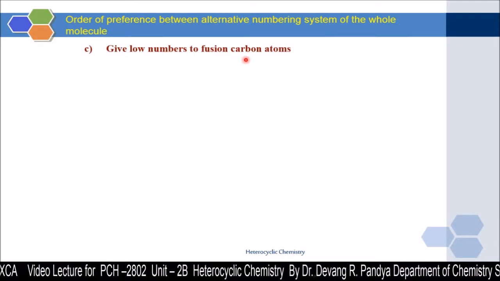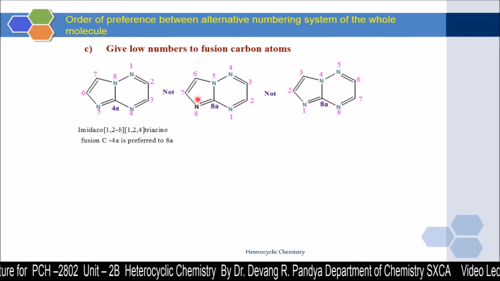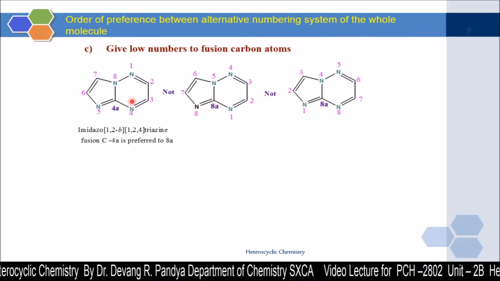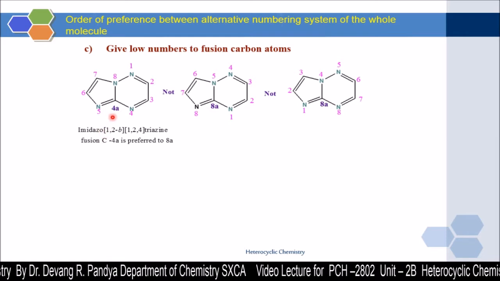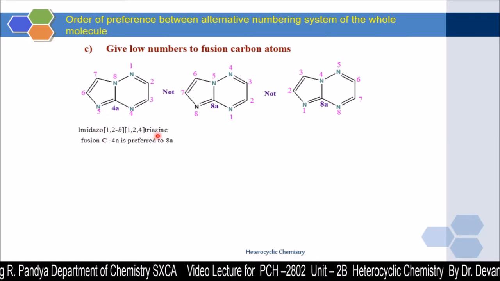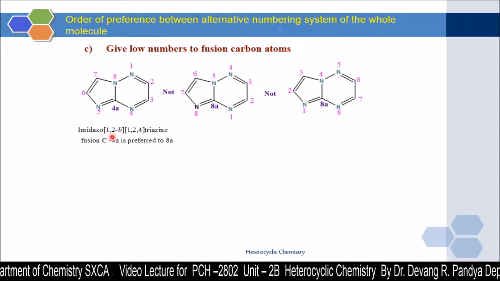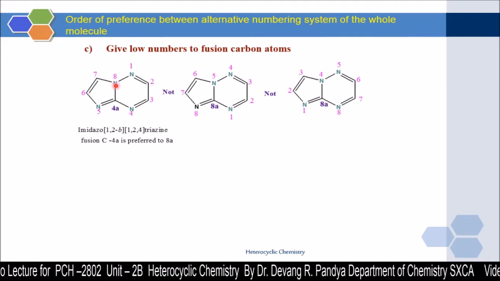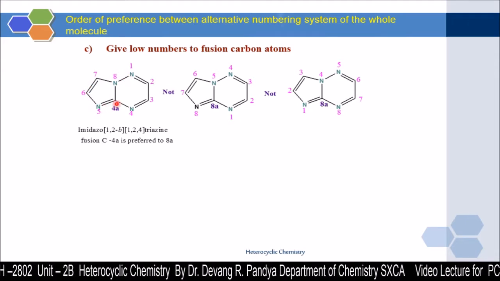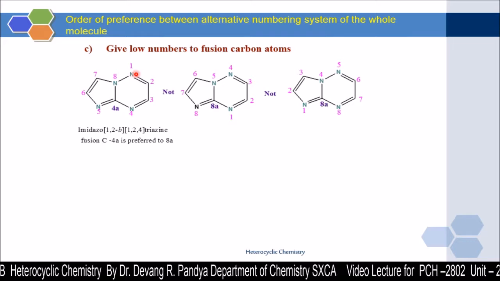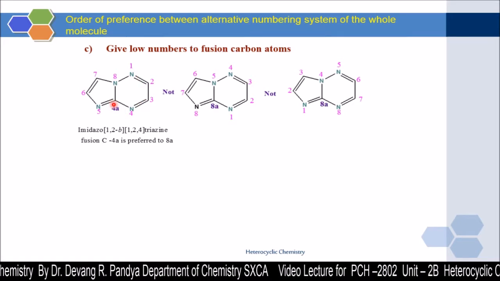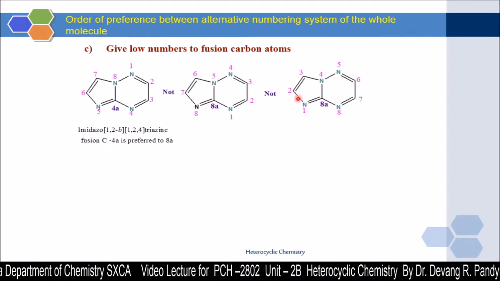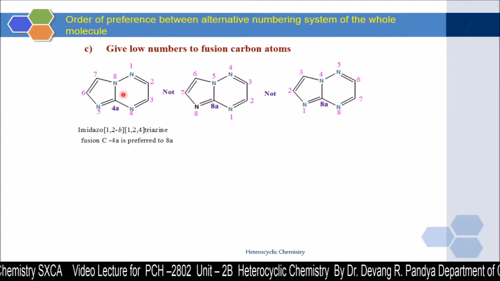Give lower numbers to the fusion carbon atoms. Here you can see three examples are given. This is not, this is not. This way we can give the numbering. Imidazo[1,2-b][1,2,4]triazine: fusion carbon 4a is preferred to 8a. So if we give numbering from this side, it is going to be 8a. But if we give numbering from this side, it is going to be 4a. So 4a is preferred compared to 8a. So these two are not considered. This one is considered for the proper nomenclature.